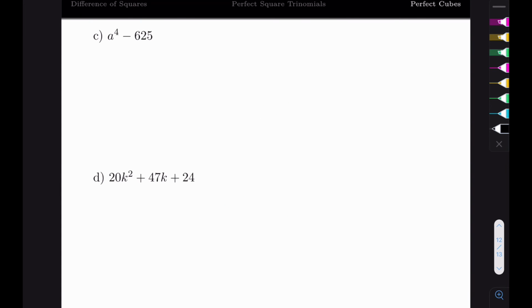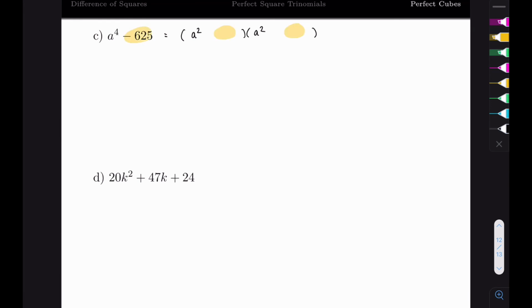Let's try 2 more. We've got a to the 4th minus 625 as our first one. And we don't have a formula for a 4th power, however, a to the 4th we can write as something nice. So I can think of that as a squared times a squared. 625 is a very large number, so you could try a bunch of combinations to make this last term. You could do 625 and -1 or vice versa. 625 is definitely divisible by 5. You could try those as well.